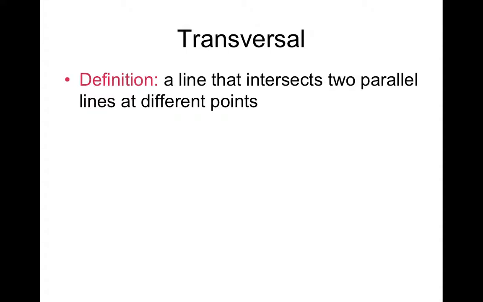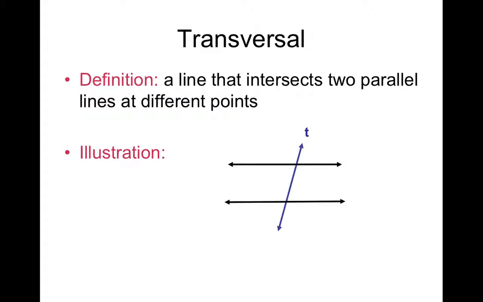Now let's talk about what a transversal is. A transversal is a line that intersects two parallel lines at different points. So, for example, line T is a transversal because it crosses those two parallel lines. It's two parallel lines, and there's the line that crosses them as a transversal.